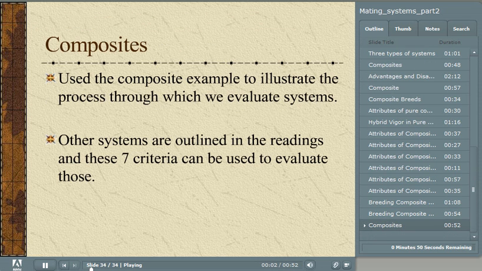So what we've done is use the composite breeding system as an example to illustrate the process we can go through to evaluate systems. Notice in our discussion we've covered all 7 of those attributes that we use to evaluate different crossbreeding systems, with the exception of the merit of component breeds. We've used the last 6, actually. Now, other systems are outlined in the readings, in the crossbreeding for Western Range environments bulletin. There's a whole host of different crossbreeding systems outlined and discussed, and you could use these 7 components to evaluate each of those and whether those are systems you might want to implement in your own breeding program.